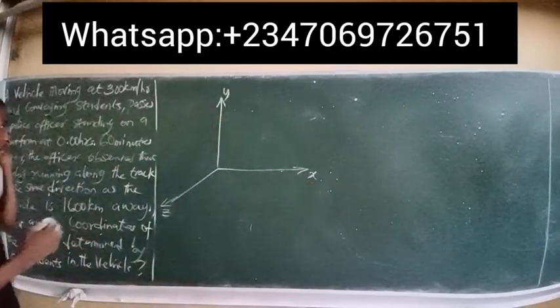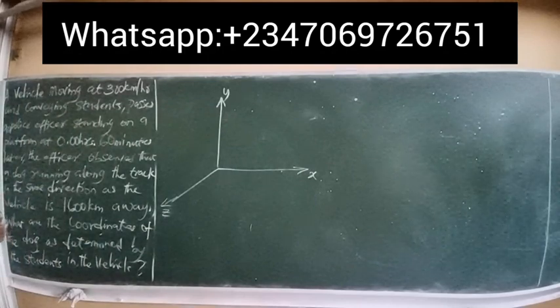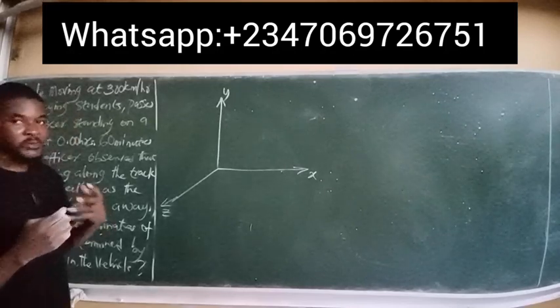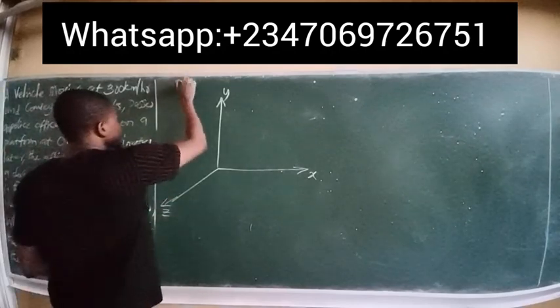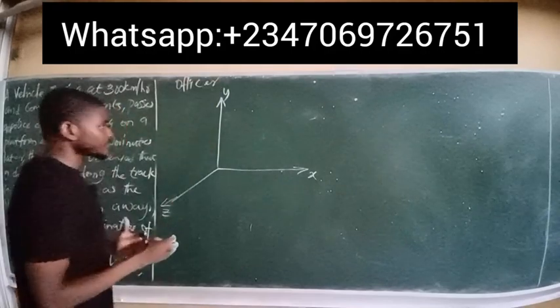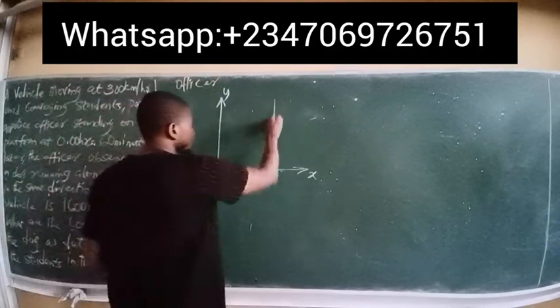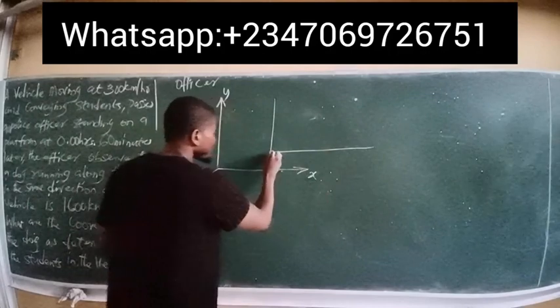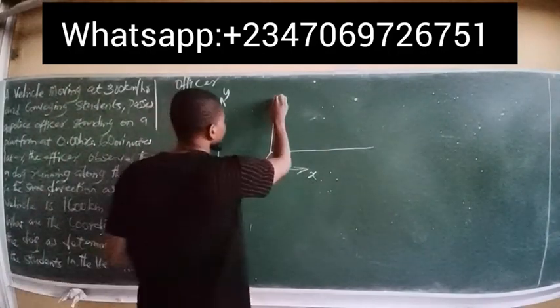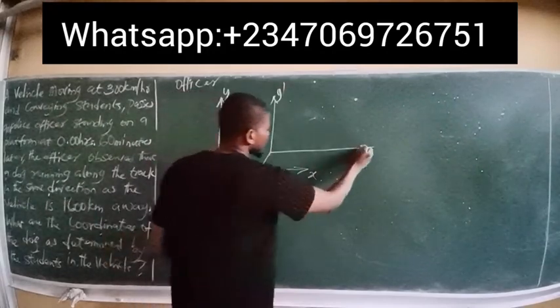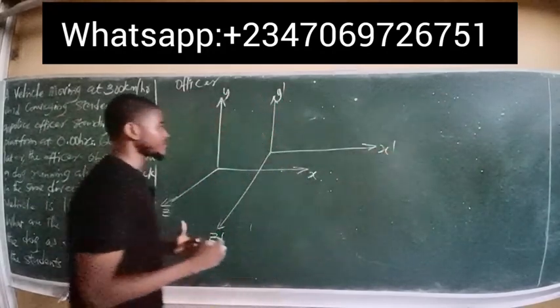If you look through the question carefully, you observe that it says 60 minutes later the officer observed that. So which means the officer is the observer. This first reference frame is the reference frame of the officer, who is the observer. Then we have a second reference frame, which we call Z prime, Y prime, and X prime.